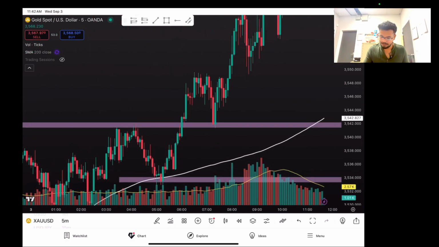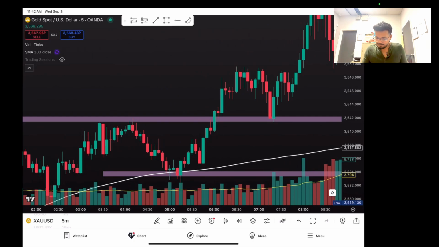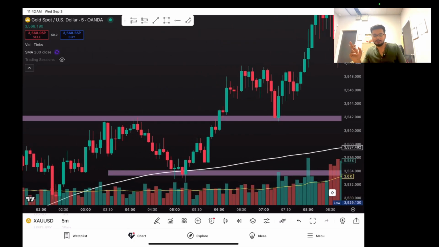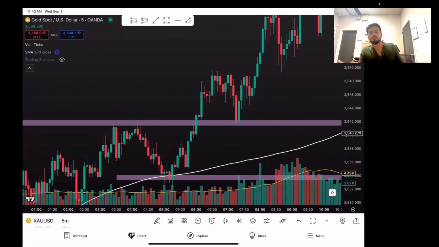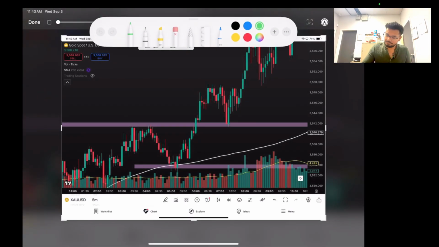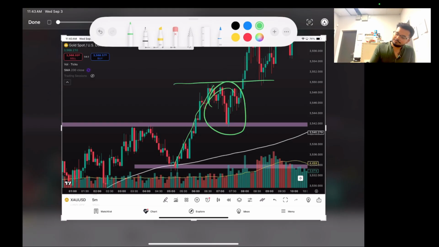All right, now we are down to 5 minutes. Remember that candle that we saw on 30 minutes? That big wick, no body candle? That's this area right here. So the price broke out of our resistance, goes to the next resistance formed here, and then comes back to our previous resistance, which is now support. So that's how it works.